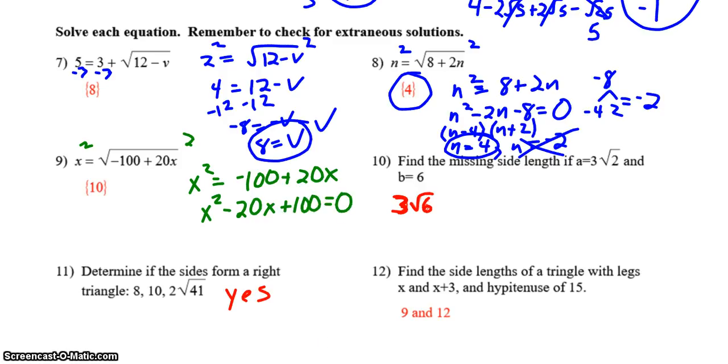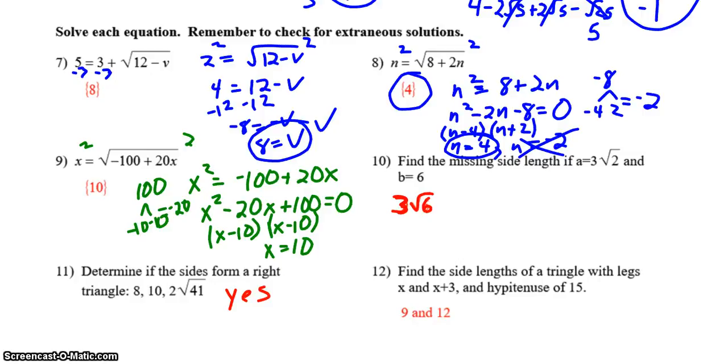And I'm looking for the factors of 100 that add to negative 20. So they are negative 10 and negative 10. So it's x minus 10 and x minus 10. So they both give me the same answer of x equals 10. So if it works, that's my answer. If it doesn't, it would be no solution.